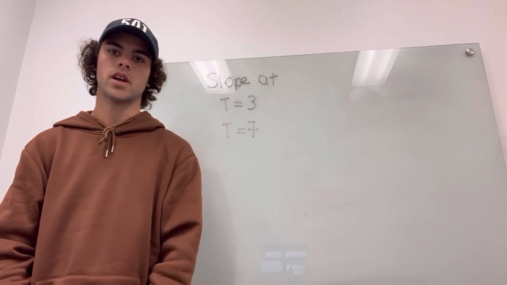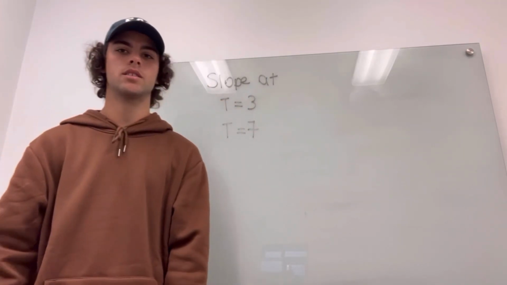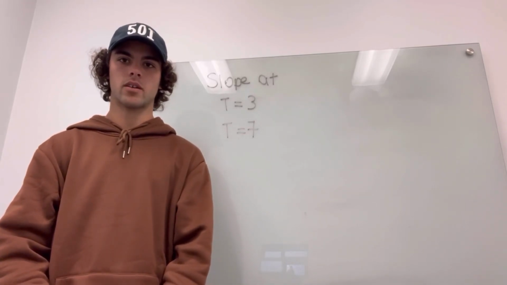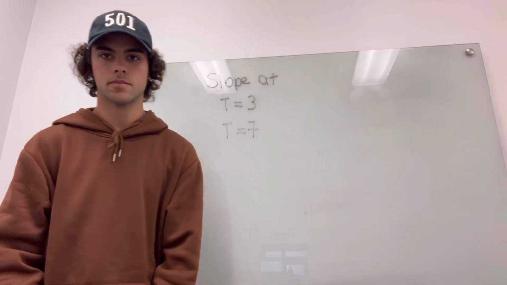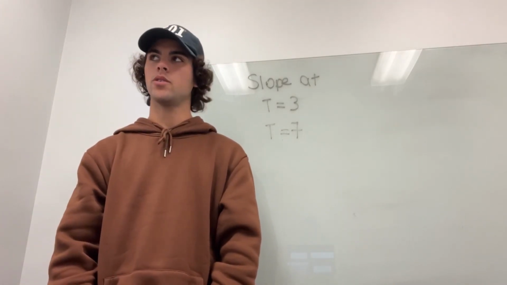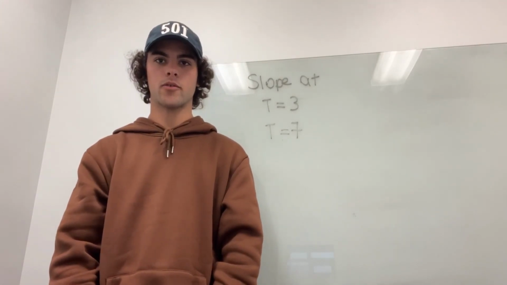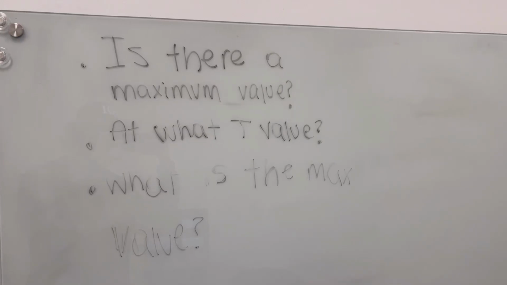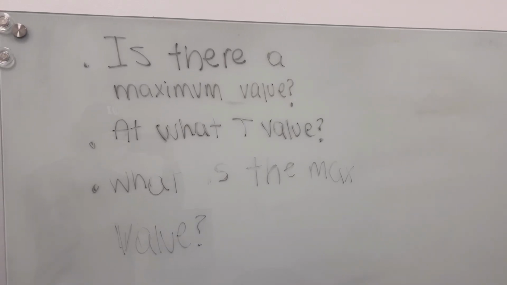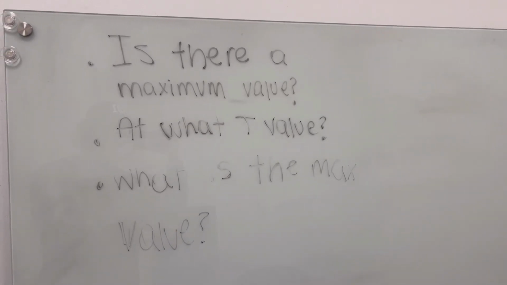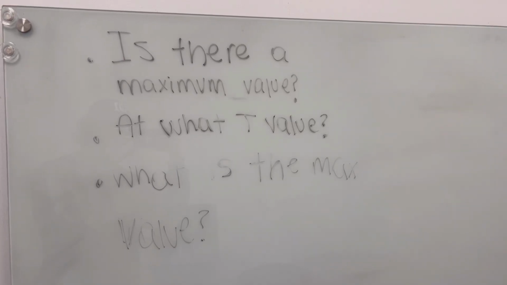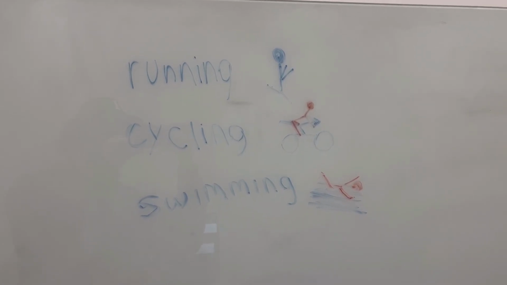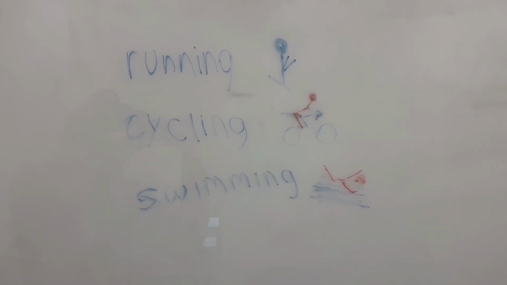Then I requested to find the slope at t equals 3 and t equals 7 to determine the rate of change of the distance covered by the tennis player's forehand. This information can certainly be used to analyze the player's performance and make necessary adjustments to improve his game. I also asked if there was any maximum value, and in case there was, at what t value and what the maximum value was. The good thing about these problems is that they can be applied to many other sports such as running, swimming, and cycling.